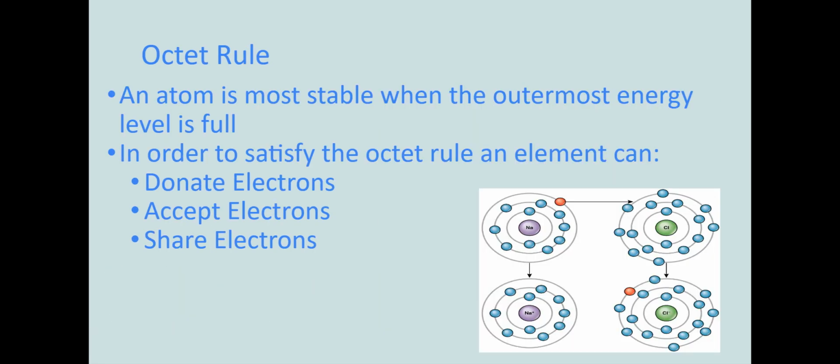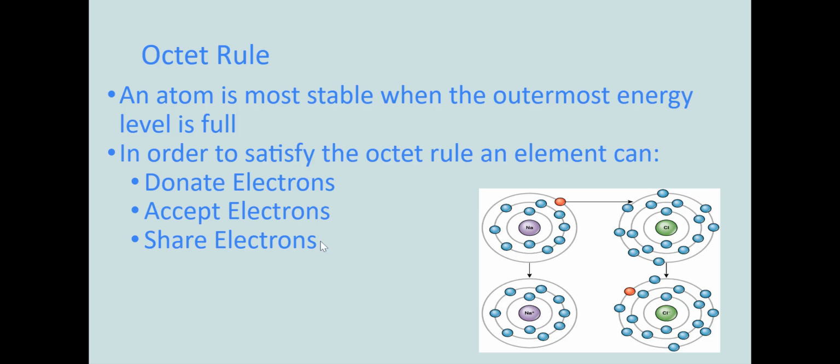So again, just kind of talking about the octet rule, when the outermost energy level is full, that's when it is happiest. So in order to do that, and this is that same picture that's from the last slide, in order to make the octet rule happen and to make the atom happy, the element can either donate electrons, so it can say, hey, I'm not using this, you can have it. And then the other element will accept those electrons. So it'll be like, hey, thanks, man.